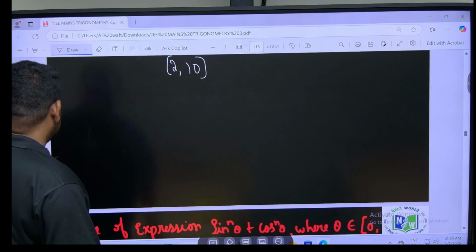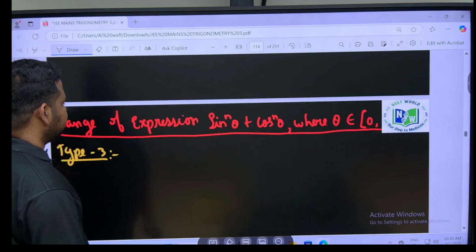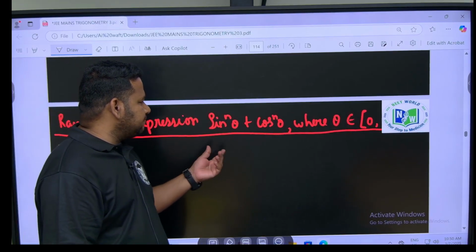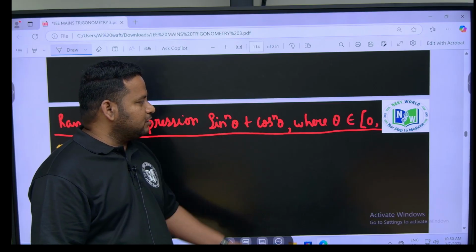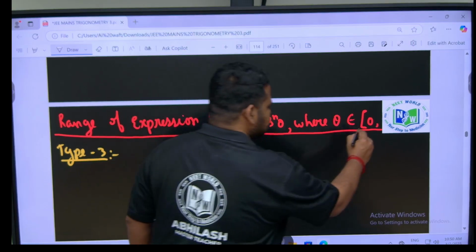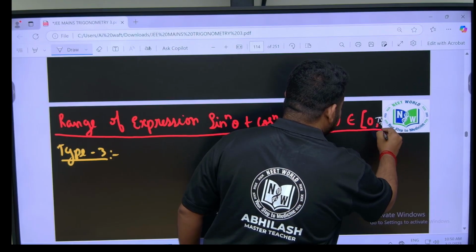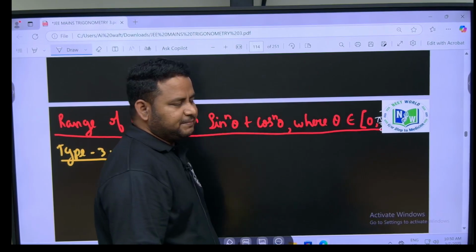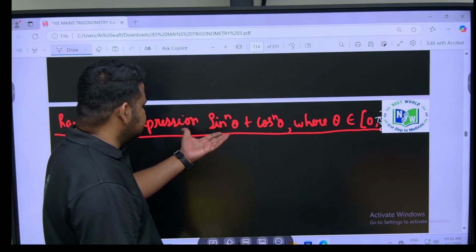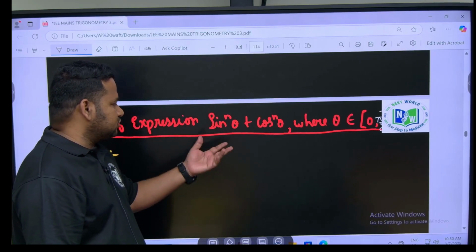That's it. Next is the range of an expression of the form sin to the power of n theta plus cos to the power of n theta, where theta belongs to the closed interval 0 comma pi by 2. This is the general form, sin to the power of n theta plus cos to the power of n theta.